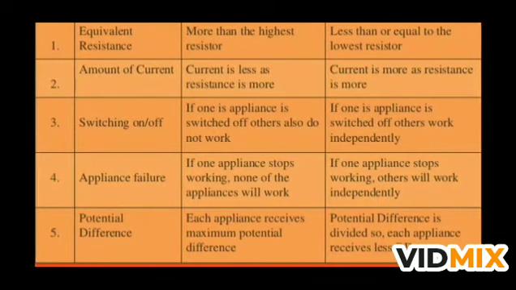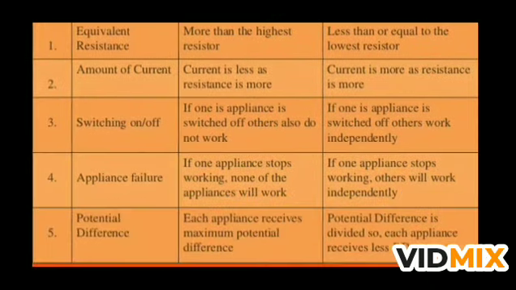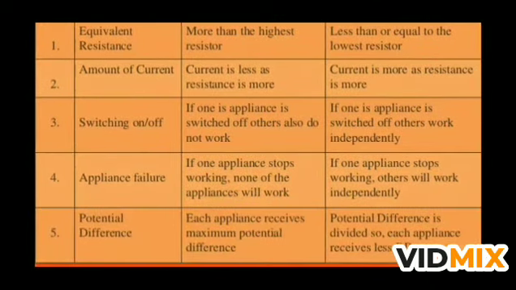Now potential difference. In the series, each appliance receives the maximum potential difference, and here the potential divide. I think it is interchanged. In the series, the potential remains divided, and in the parallel, potential is same across all the resistance.